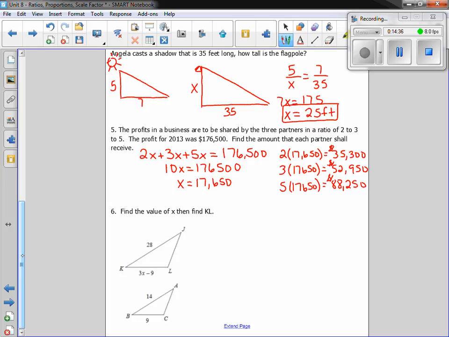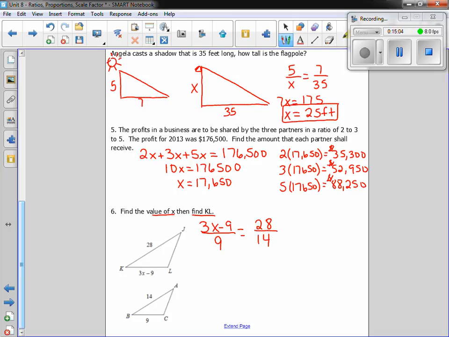Our last example is asking you to find the value of x and then plug it back in to find the value of KL. I need to make sure that I set up my proportions accordingly. So if I compare KL, which is 3x minus 9, it is going to be compared with BC, which is 9. And then KJ, which is 28, is compared to 14 of the other triangle.